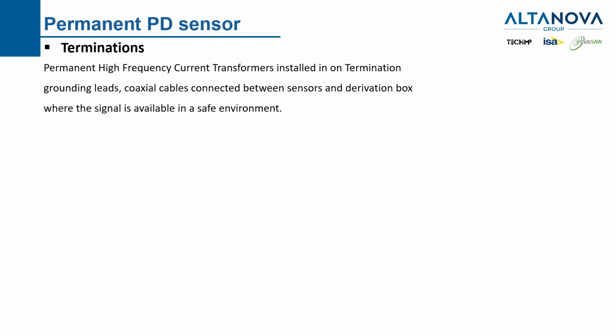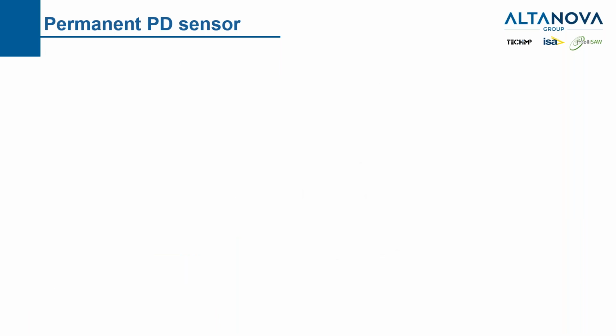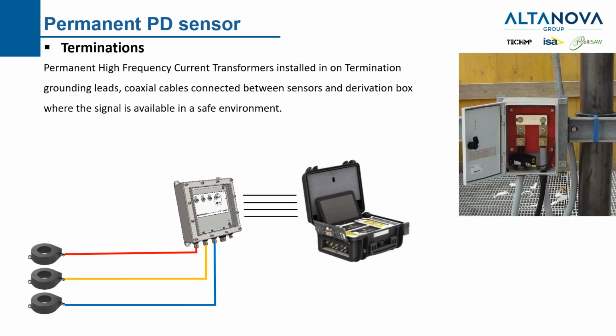Now we'll see a few layouts of permanent sensors. In terminations, we will have a high frequency current transformer on the ground leads of the termination. Then we can send this signal with the coaxial cable to derivation boxes, accessible with integrated safety for the user, where we can directly connect our Aquila instrument or Alpha instrument and take the measurement. In the picture top right, there is a single phase link box of a high voltage termination with the embedded sensor installed on the ground lead.